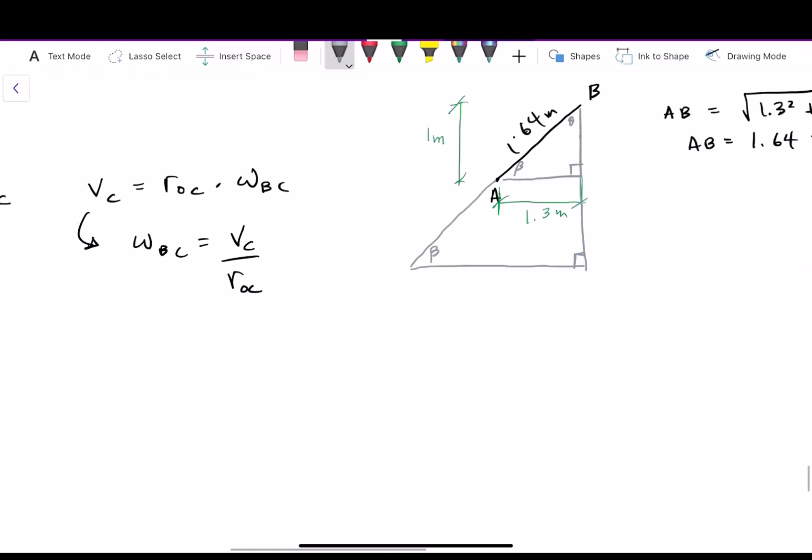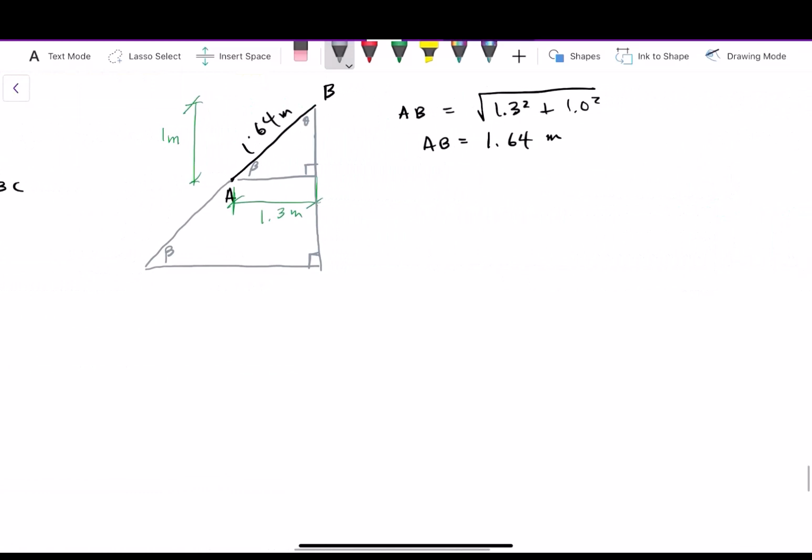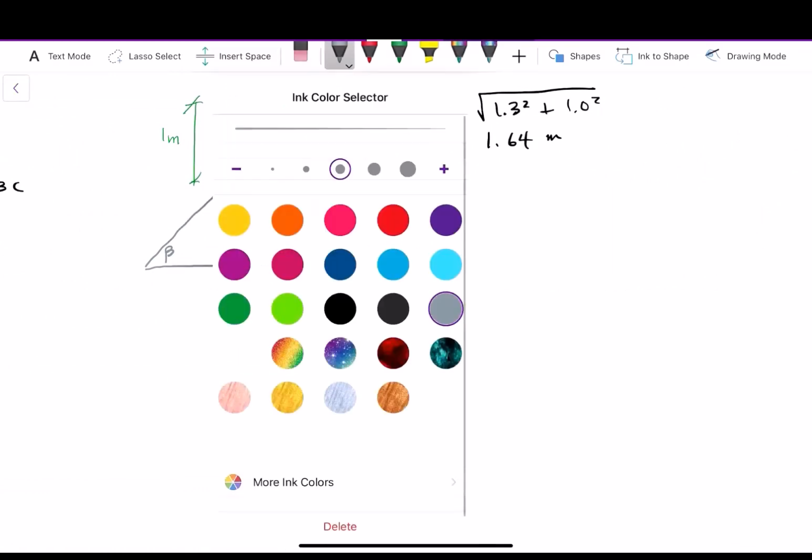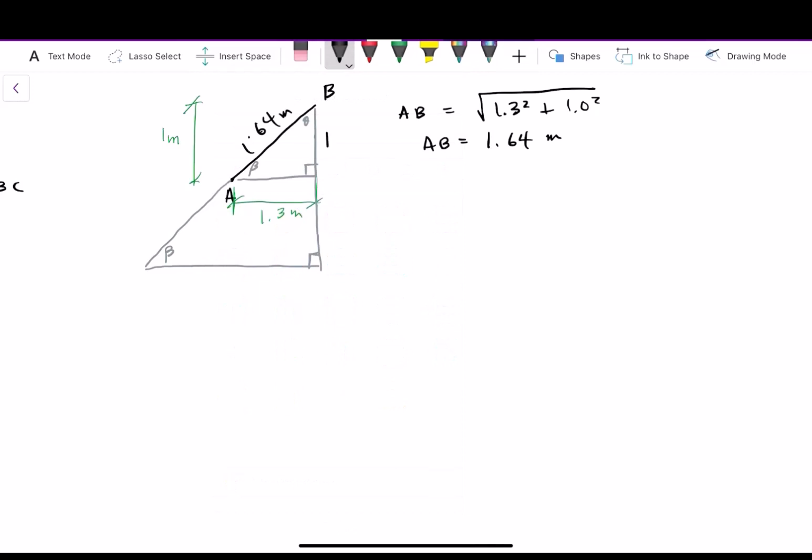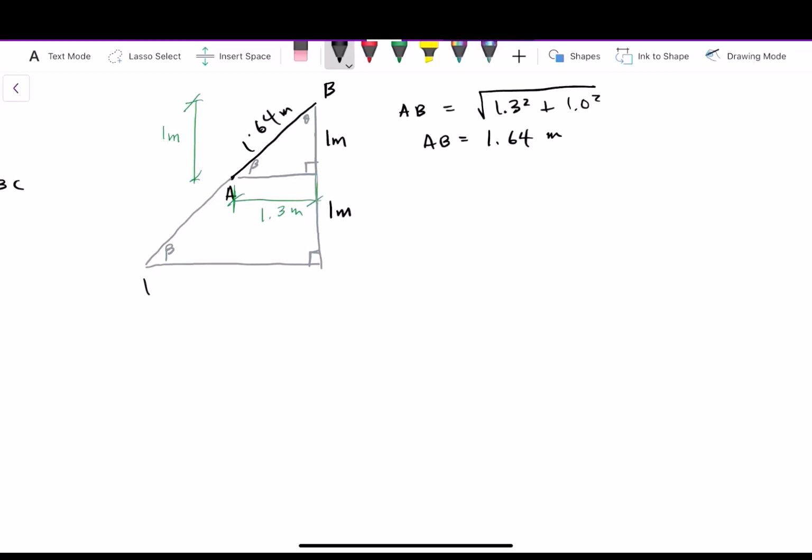So what is the ratio? Well, in addition to this, we also know that this is 1 meter and this is 1 meter. And so the total distance is 2 meters. So that ratio is just 2 to 1. That means then that this total distance here is 2.6 meters, just 2 times 1.3 meters.